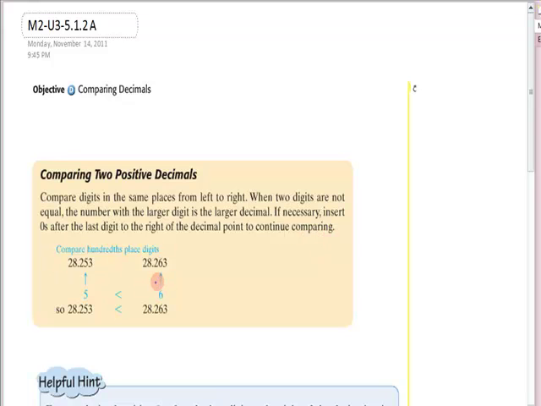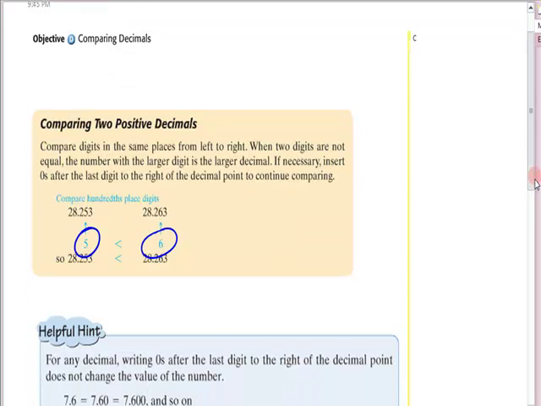Here's a little example. If you have these two, in the tens place, they're both twos. In the ones place, they're both eights. Decimal point. In the tenths place, they're both two. When you finally get to the hundredths place, you see a difference. You see a 5 and you see a 6. Because 5 is less than 6, this decimal is less than this decimal. So just compare place by place till you find a difference.